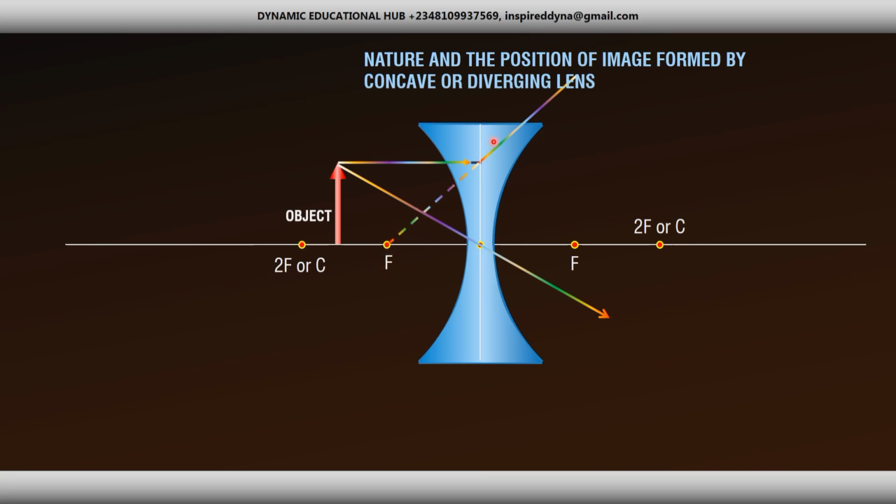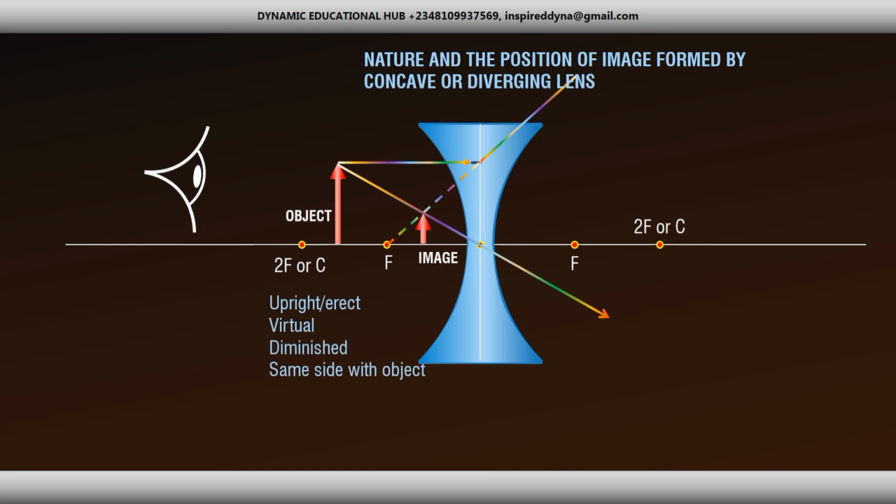Now look at what we have. We have an intersection now. Is it a real intersection? No, a virtual intersection. So a virtual image will be formed when an observer looks like this. So a virtual image will be formed here. Look at the size of the image. Diminished, isn't it? Very small. Now the image is upright, which is also called erect. It is virtual and diminished, and it is on the same side as the object.